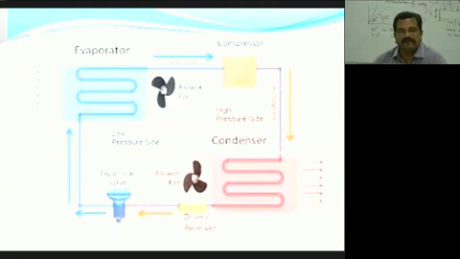In this slide, you can see that the red part, which shows the condenser, will be outside the building, so that the hot air will go outside the building, and for the blue part, the fan will blow cool air inside the building. That way we are going to maintain the temperature inside the building.